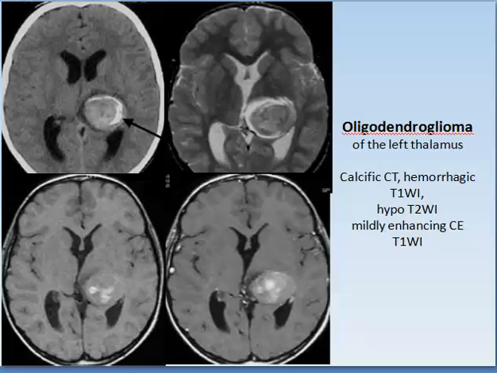At the left thalamus there is one with calcification, and here with MRI it shows the hemorrhagic pattern in T1 weighted images here, and it is mildly enhancing in T1 weighted image with contrast. The lesion is oligodendroglioma because of the presence of extensive calcification in CT.